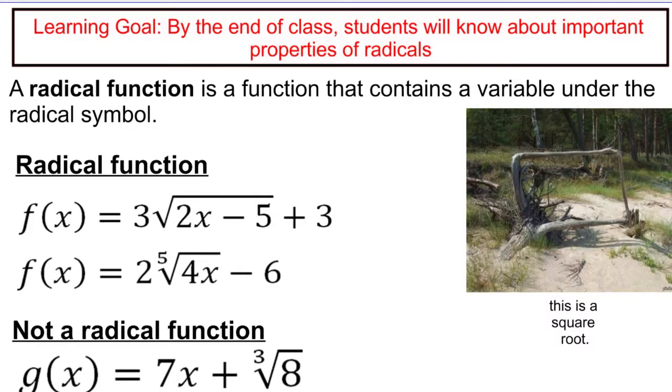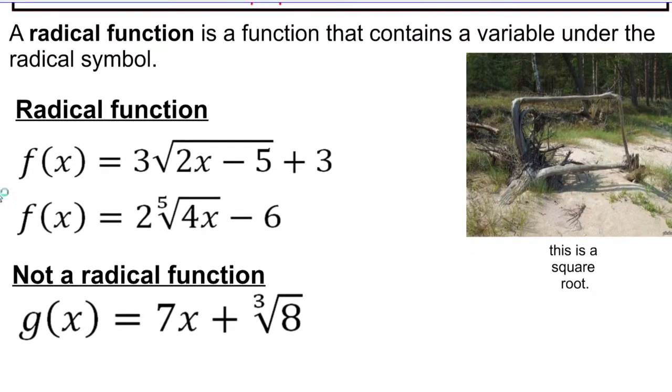We're going to do some vocabulary, and then get into some of the properties. To start off, a radical function is a function where the variable is underneath the radical symbol. Just so you can see things that are and are not radical functions, we can't assume that because there's a radical somewhere in the function, it is a radical function. If you take a look at my first two examples, both are radical functions because the input value x is underneath the radical symbol. I have 2x underneath my square root, and we have 4x under what is called a fifth root. We're going to discuss what that means in a second.